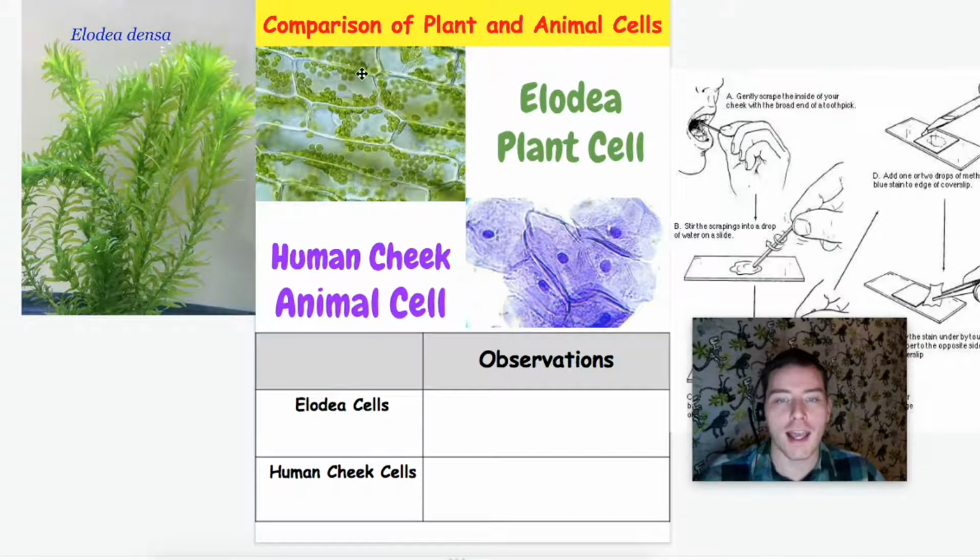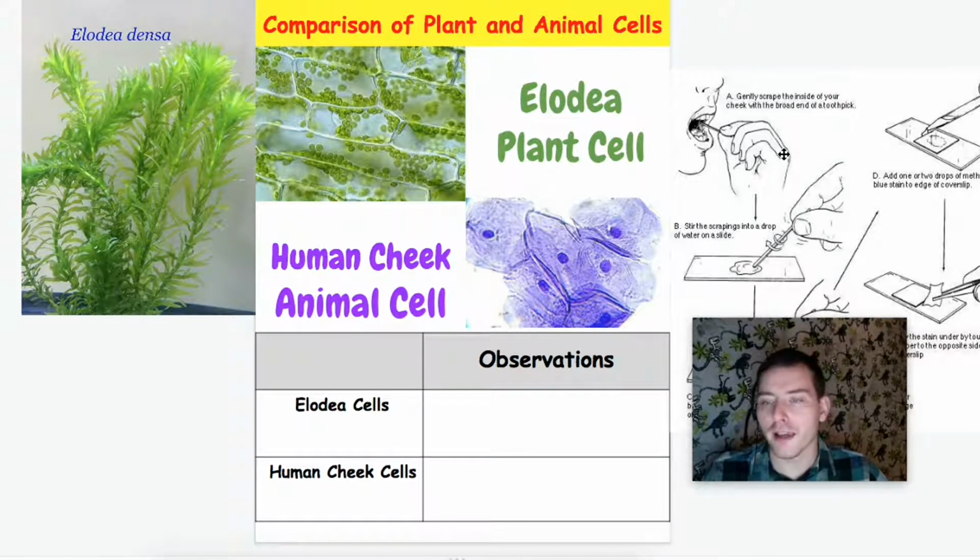So this is an Elodea plant cell. We can see these little chambers all connected together. And we can see these little green dots, and we'll be learning about those and what those are as we go on through this unit.